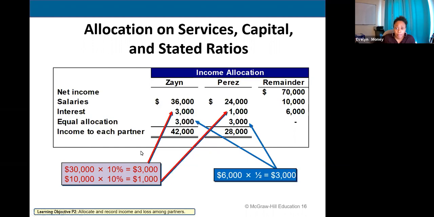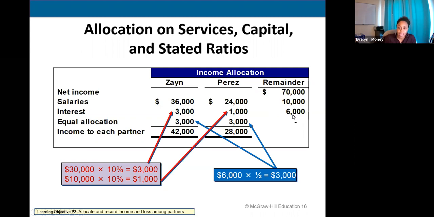So the beginning of year capital balances here for Zane was 30,000, and Perez was 10,000. We take 10% and we give that to Zane, which means we now have less net income left to allocate. So once we give them that total of 4,000, we subtract that from the 10, and we have a remaining 6,000 to allocate. In the last step, we're told that whatever's left over, those partners share in equally.